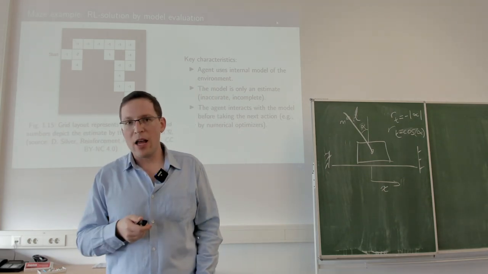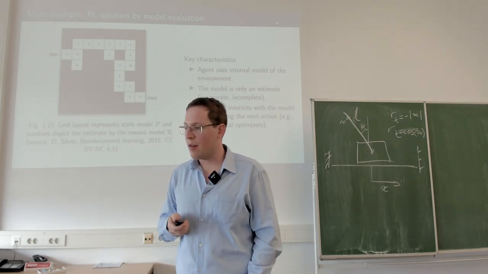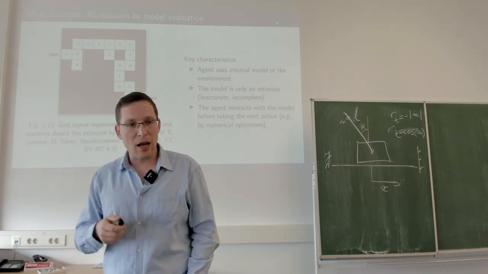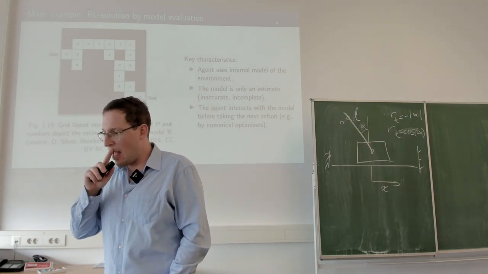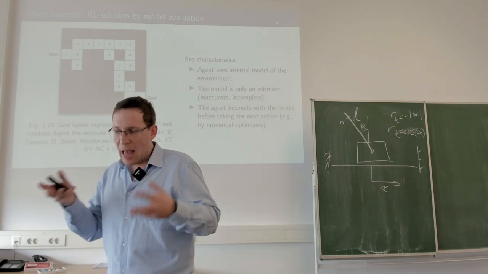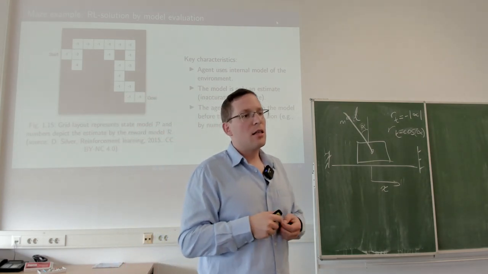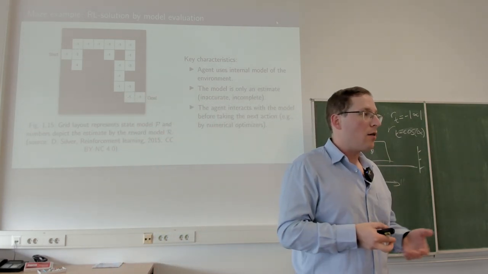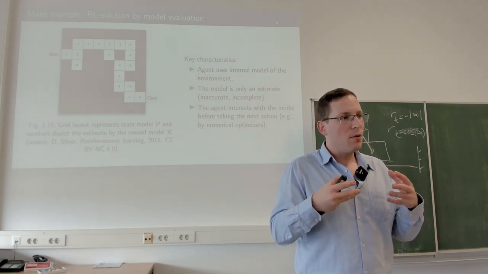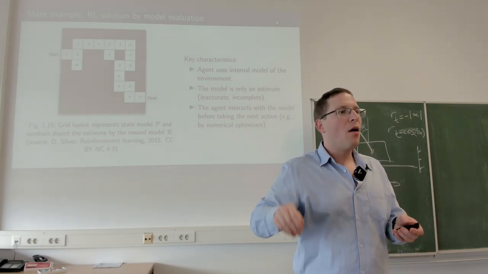So this is where an agent uses an internal model of the environment. And so the model is an estimate. It's inaccurate, it's incomplete. And the agent interacts with the model before taking the next action. So in this particular case, this is the example of what humans do when we look at a maze. Most of us, when we look at a maze, we try and we visualize the entire path.